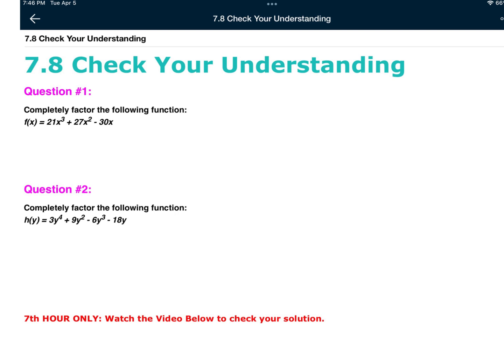Now that you tried question 1, let's try question 2. This one I also want you to factor completely. This is a 4-term polynomial, and I want you to see how you can go ahead and do that. Now keep in mind, since it's not a trinomial, we can't use our basic format for factoring. Instead, we're going to do factor by grouping.